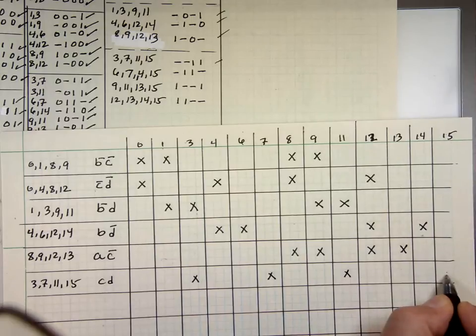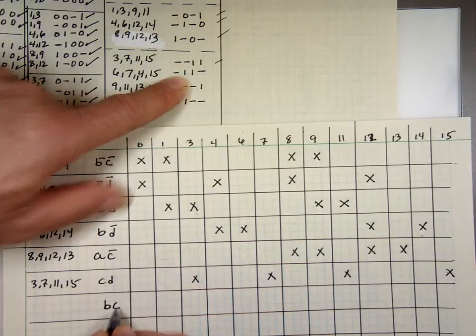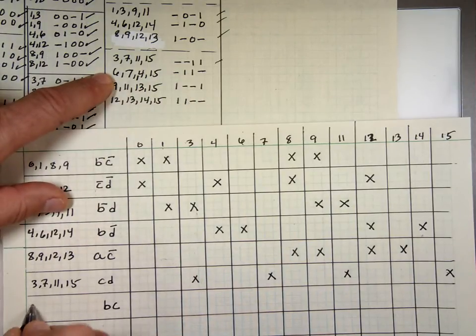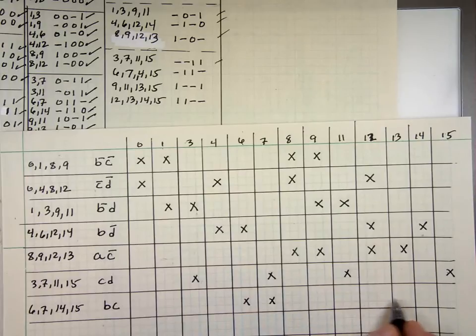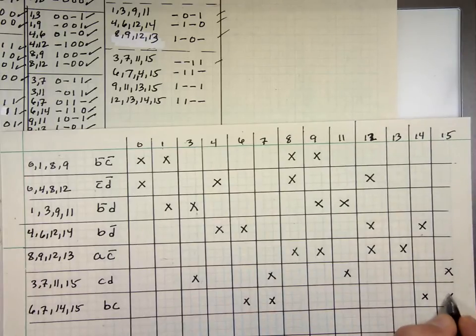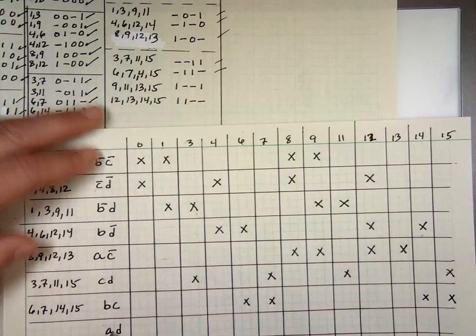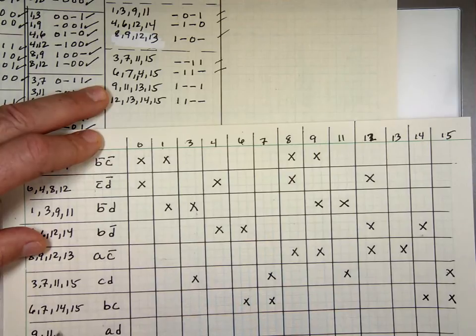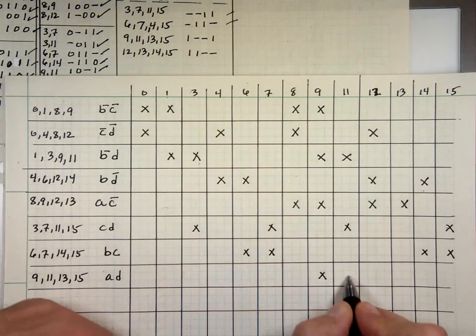The next one, A is gone, B and C. 6, 7, 14, 15. I remembered that. 6, 7, 14, and 15. A and D. 9, 11, 13, 15. 9, 11, 13, and 15.